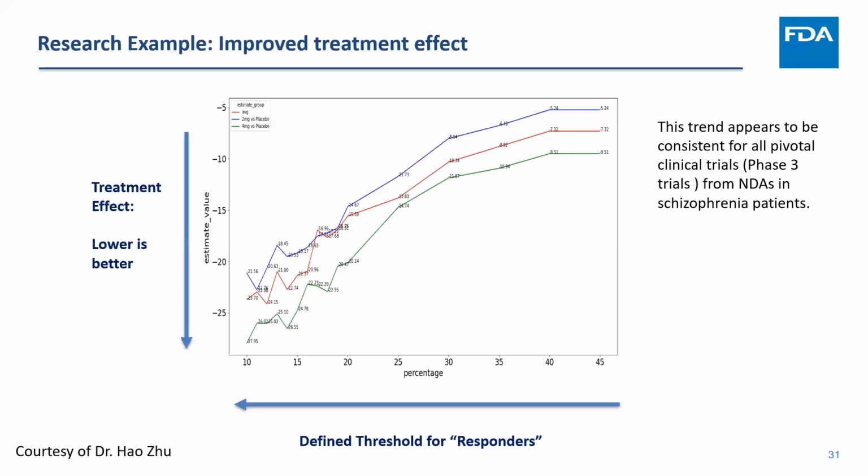And here you can see, let me explain this one. Basically, the x-axis is a threshold for the placebo responder. That means change from baseline. If the patient has a reduction of 10%, then the patient will be defined as a placebo responder. For example, if the change from baseline is 20%, then we define the patient as a placebo responder. So we play with that.